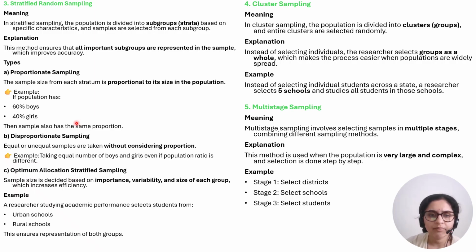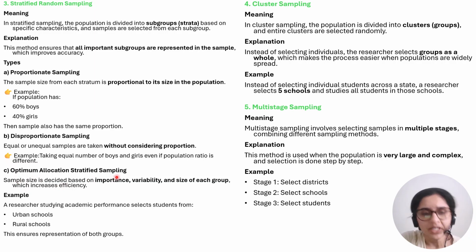It is further divided into proportionate sampling, disproportionate, and optimum allocation stratified sampling. Proportionate sampling is when the sample size from each stratum is proportional to the size of the population. For example, the population has 60% boys and 40% girls, then the sample will also have 60% boys and 40% girls. Disproportionate sampling is where the proportion is not considered, taking an equal number of boys and girls even if the population ratio is different.